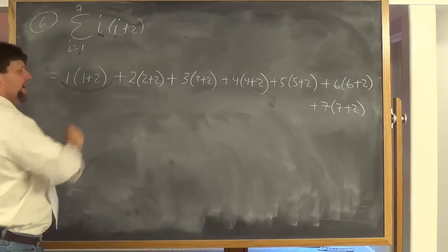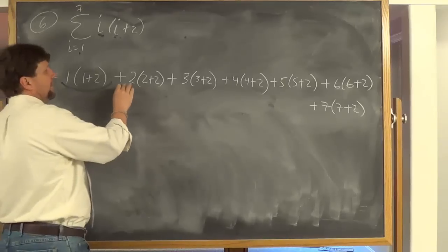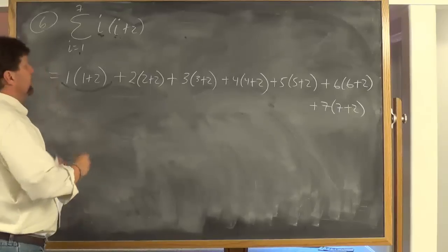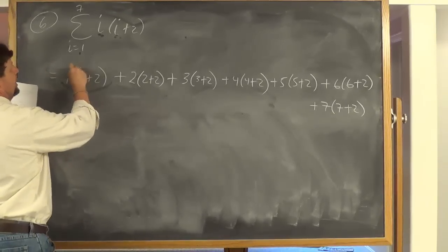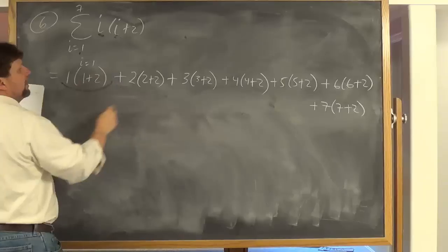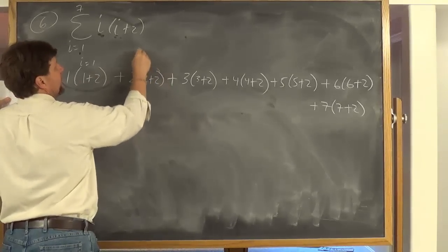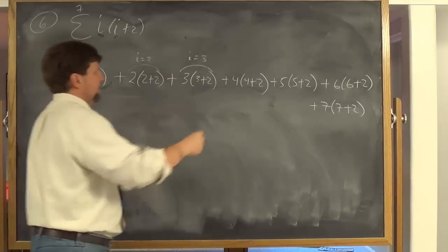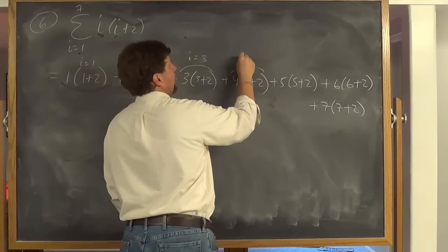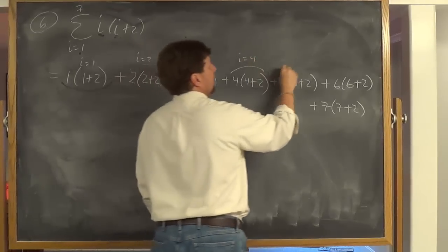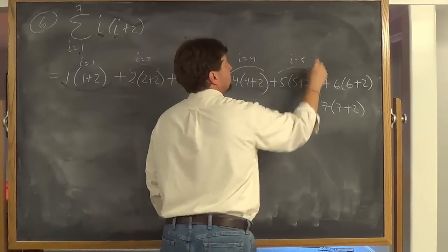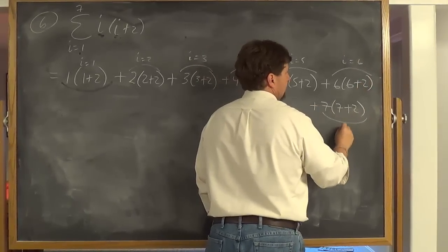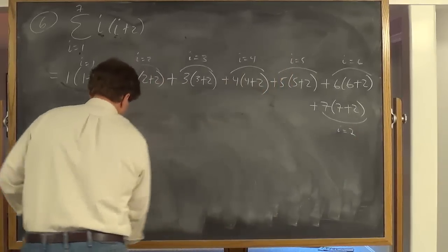This is what I get for i is 1. This is i is 2. I haven't used blue yet today, so let me use blue. This here is i is 1. This is what we get when we put in 2. This is when i is 3. That's what we have when we put in i is 4. This is what we have for i is 5. This is i is 6. And finally, i is 7.